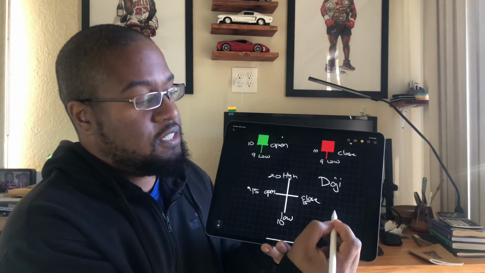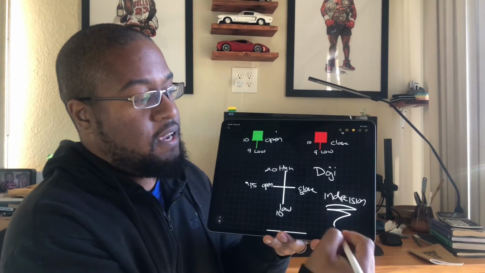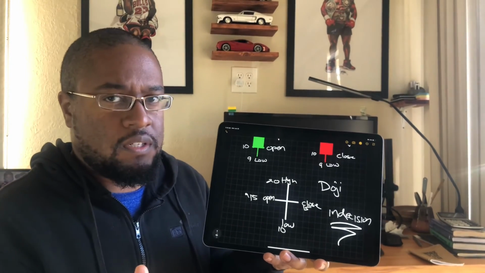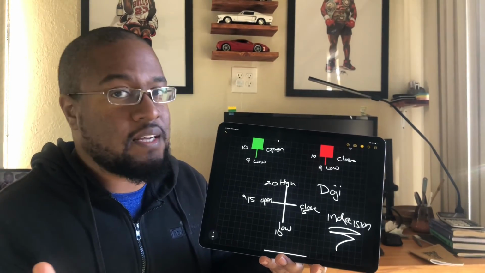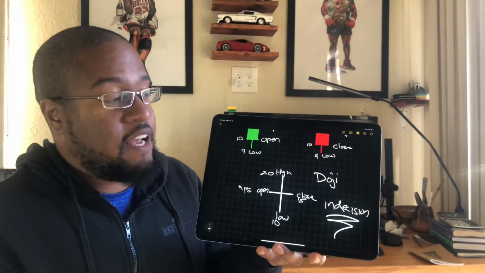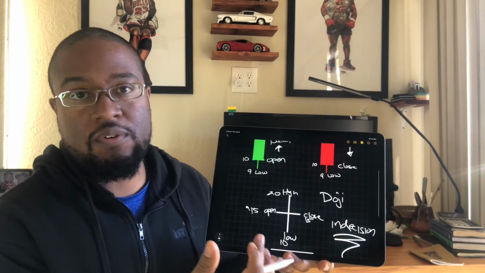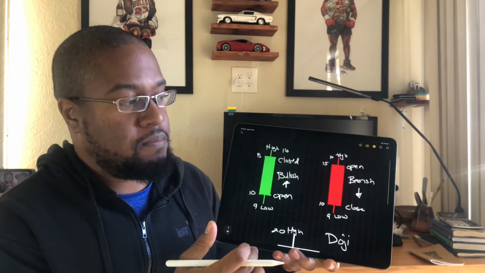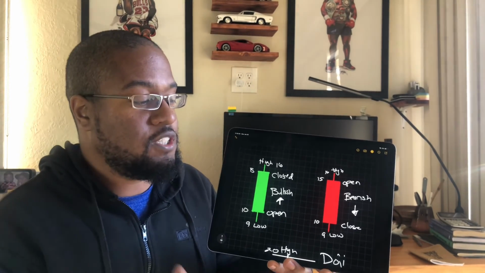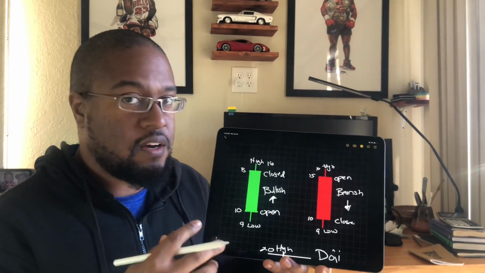And a doji generally says indecision, meaning that the market does not know exactly which direction it wanted to go today, or that stock didn't know exactly which direction it wanted to go today. So it's like an indecision one. And you'll see a combination again of greens, reds, and maybe a few dojis in between. And they will help you be able to determine the trend or the direction of the stock in which you're picking.